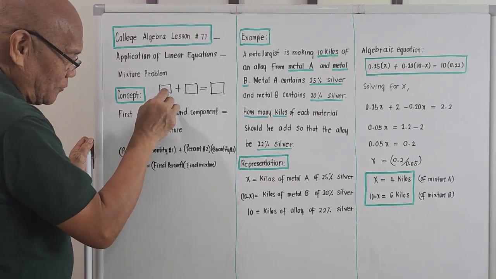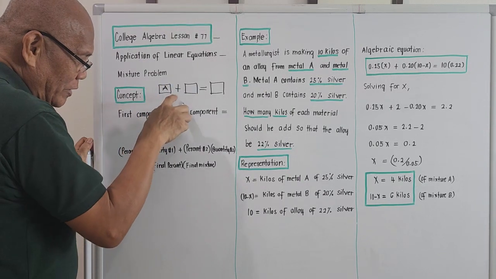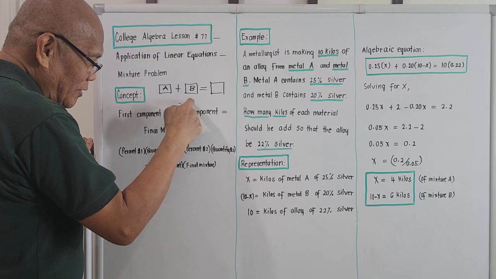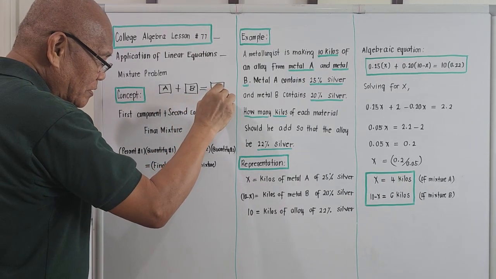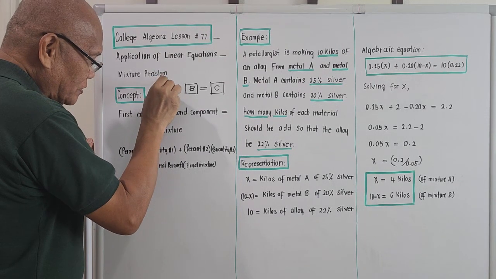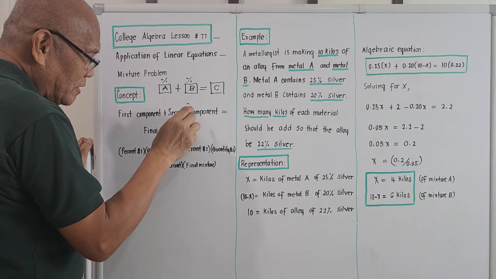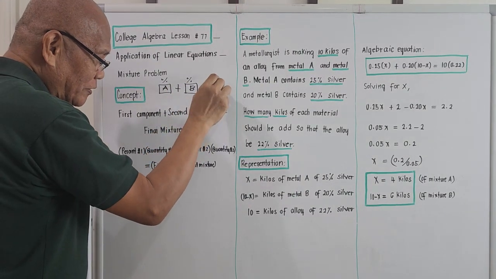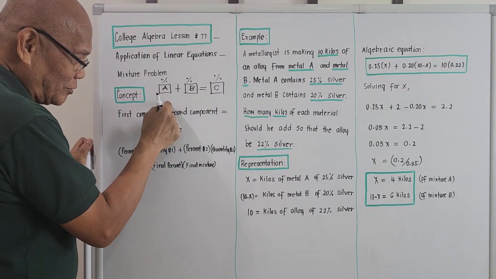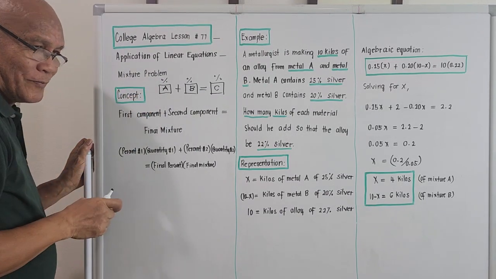It is something like if we have a mixture A, we add that to a mixture B, what will come out will be a mixture C. There is a certain percentage here, and a certain percentage here, and the outcome could still be a different percentage. Okay, so if you try to see it, it falls under mixture problem, right?